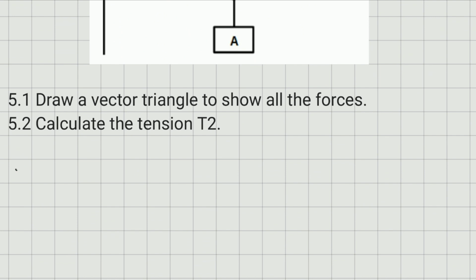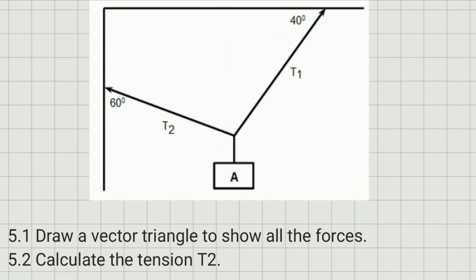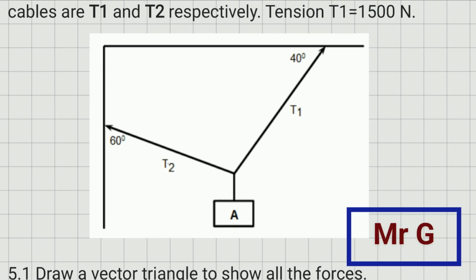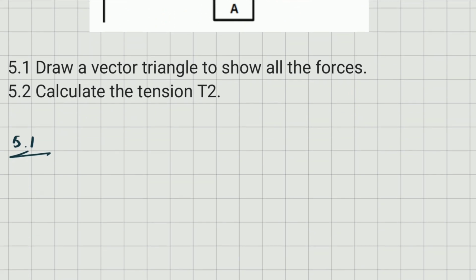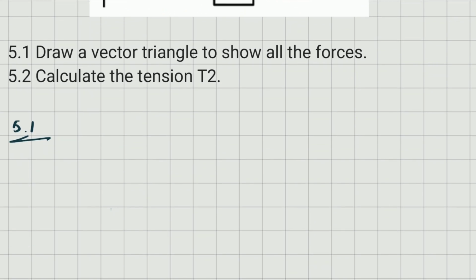And let's do quickly that one, 5.1. Now, this is at equilibrium, so the vector triangle must be a closed triangle. They don't say do it at scale. So all we have to do is the following here.